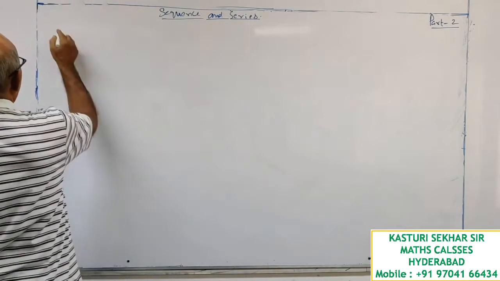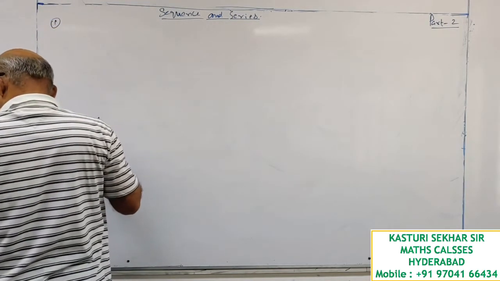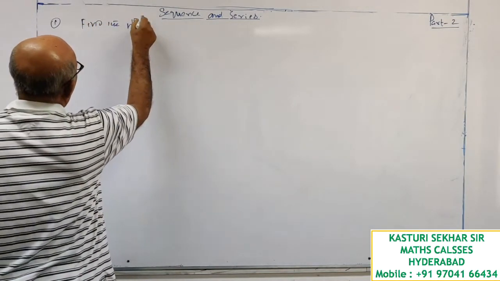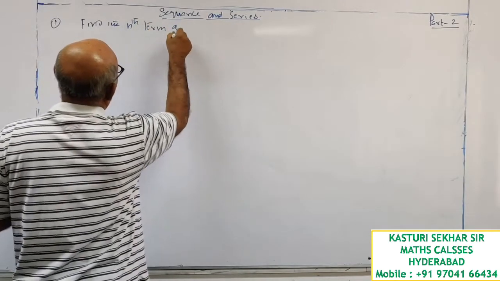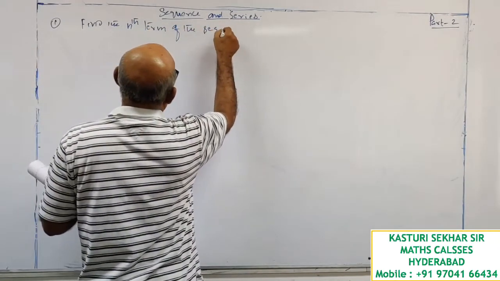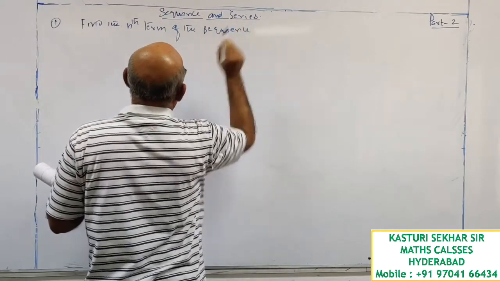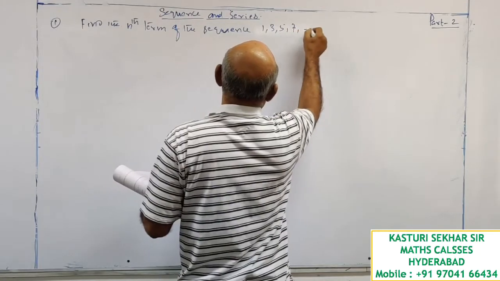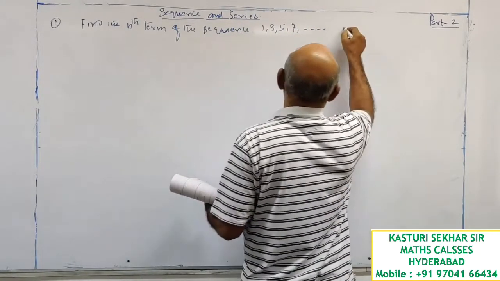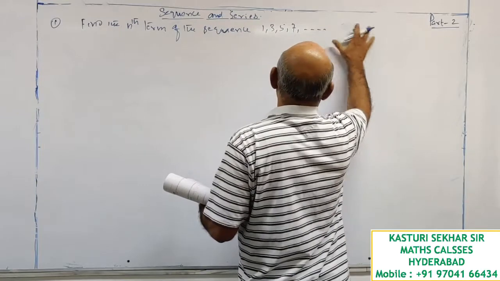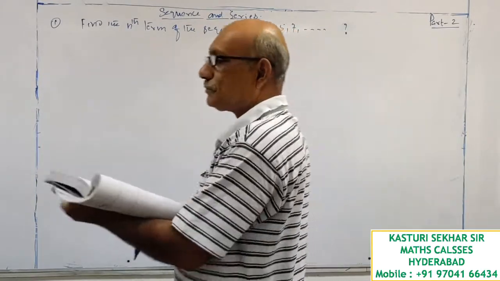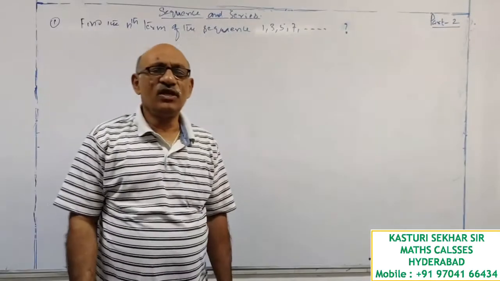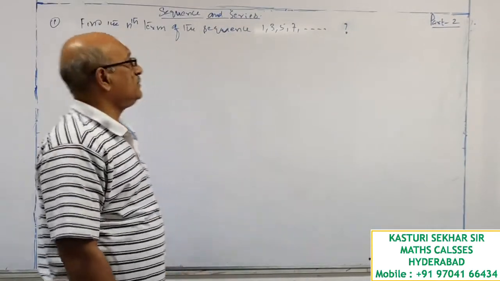Look at the first question. Find the nth term of the sequence 1, 3, 5, 7, etc. Now, sir, first verify whether the sequence is in arithmetic progression or not.